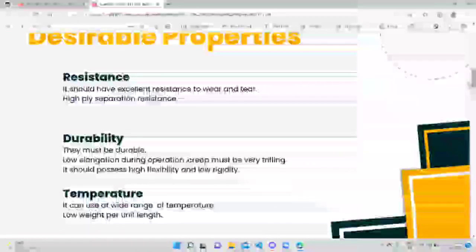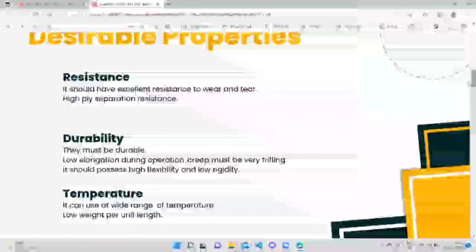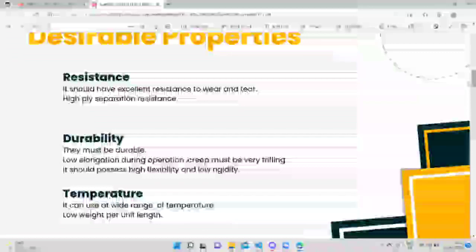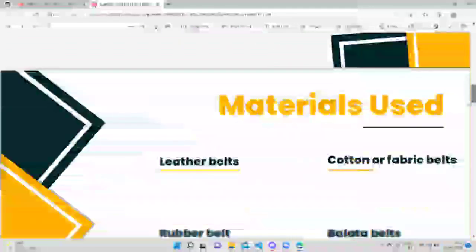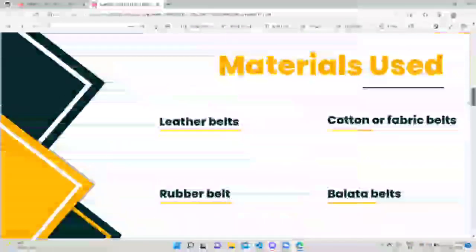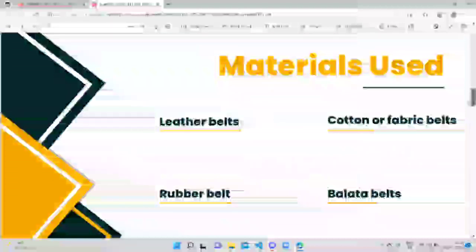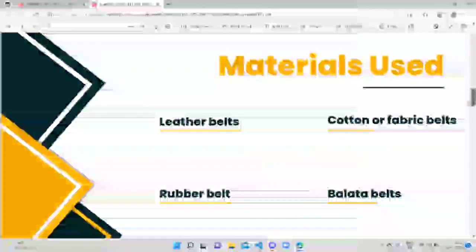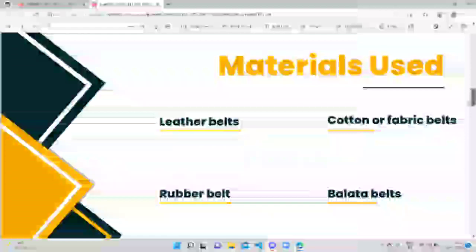Next one, temperature. It can be used at a wide range of temperature. Low weight per unit length. Next, the types of materials used. There are four types of material used for making belts: leather belts, cotton or fabric belts, rubber belts, and balata belts.